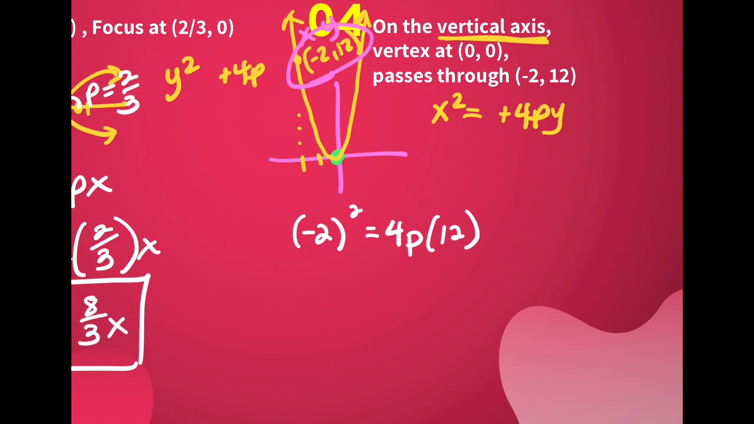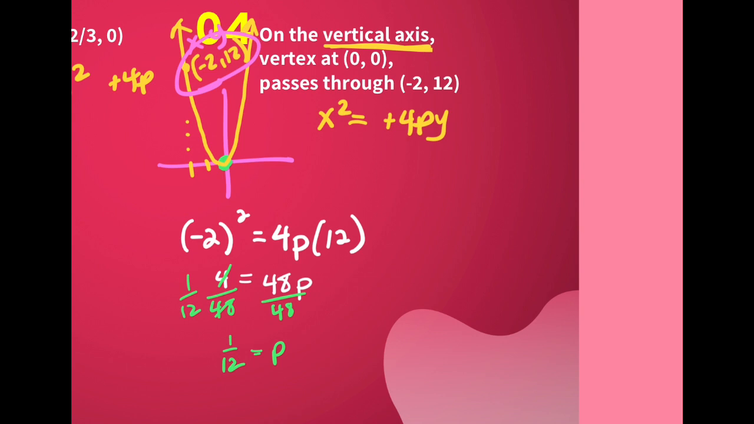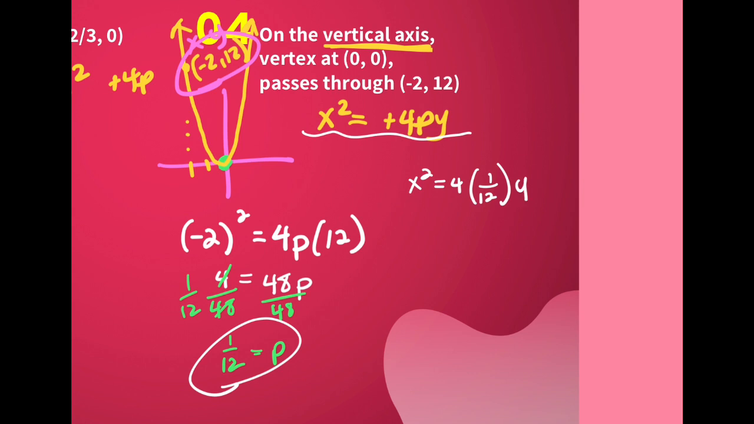So then -2 squared is 4. 4 times 12 would be 48p. Divide both sides by that 48, and p is 1/12. Now I have p. I know it faces up, so I'm going to plug it in. X squared equals 4 times 1/12 times y. 4 goes into 12 3 times, and I get x squared equals 1/3 y.